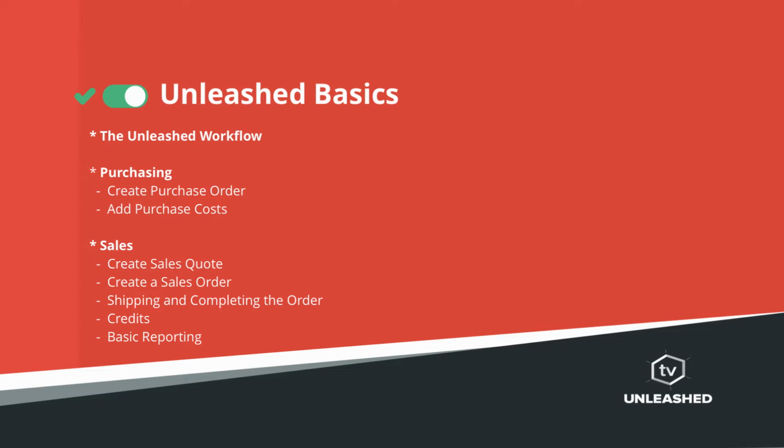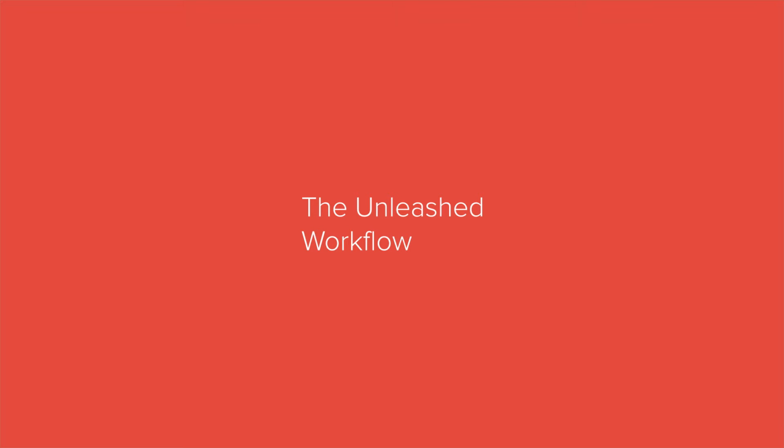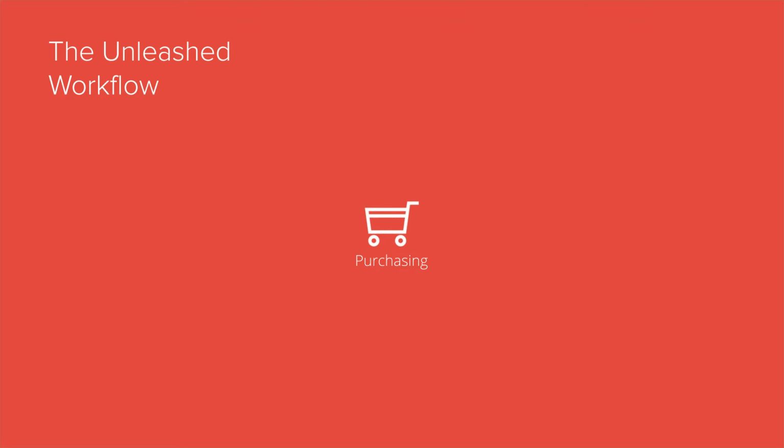So first, the Unleashed workflow. Unleashed takes care of your inventory management needs from end to end. This starts at purchasing to bring goods into your business, which then becomes your stock on hand. Stock can then also be returned to your suppliers. Once you have stock on hand, it is important to keep accurate stock on hand figures, and Unleashed has tools to help you with this.